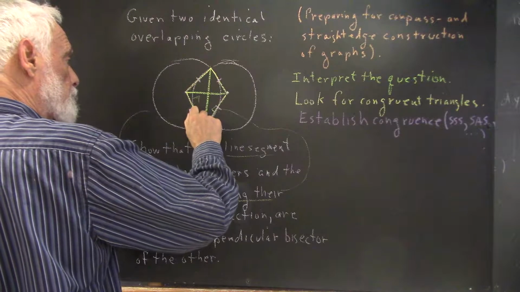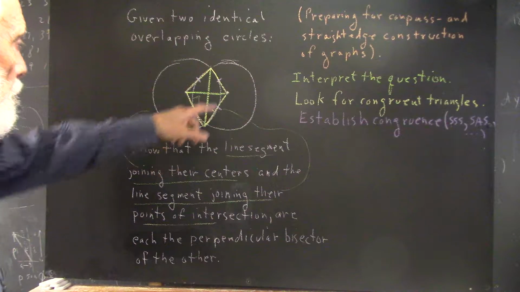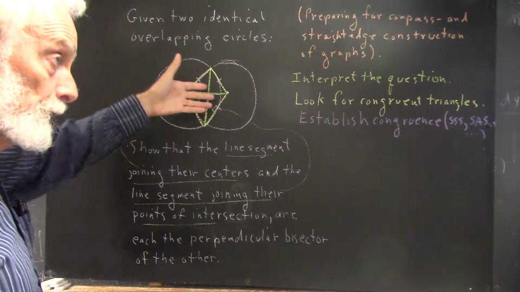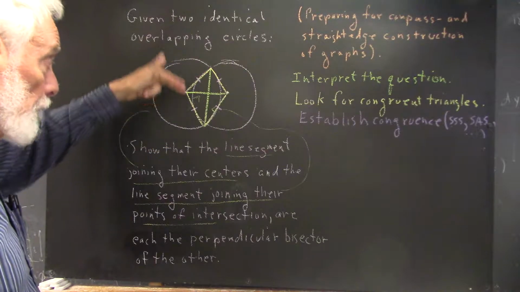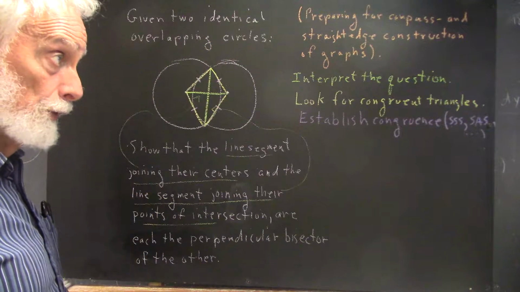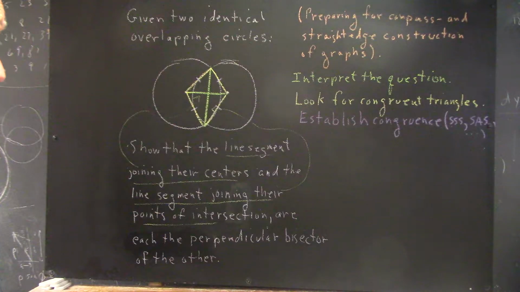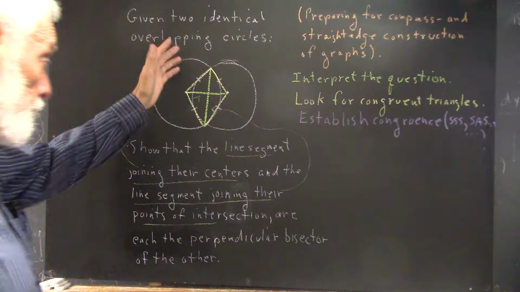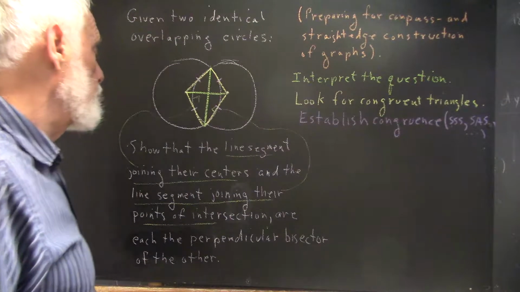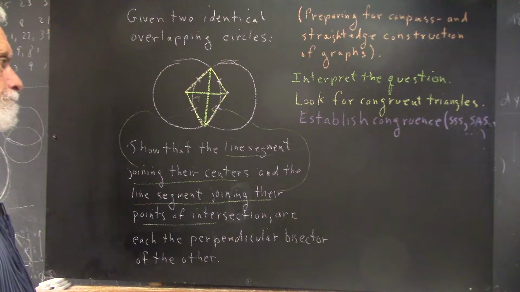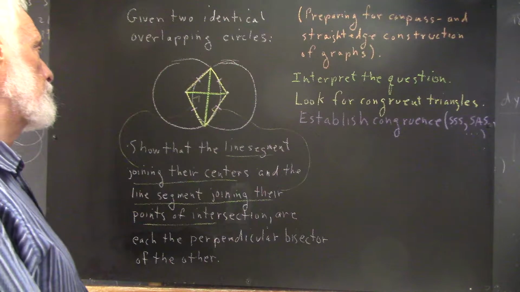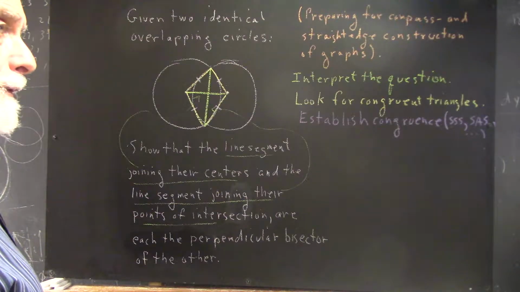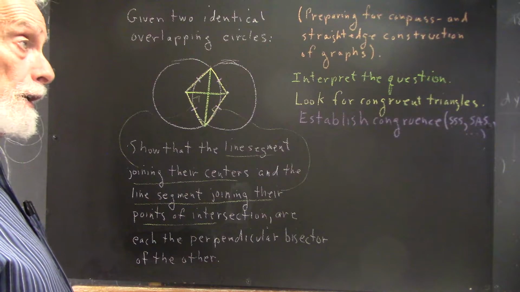So I'm going to mark that this way. The one mark through a side indicates that it's equal to any other side with the one mark through it. That's pretty standard geometrical terminology, but if you don't know it, there it is. And again, what does that tell us about the various triangles?